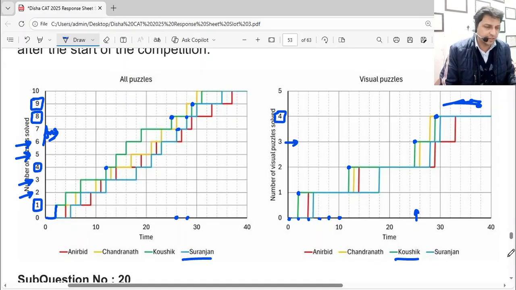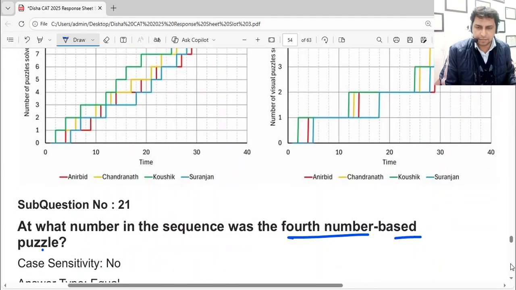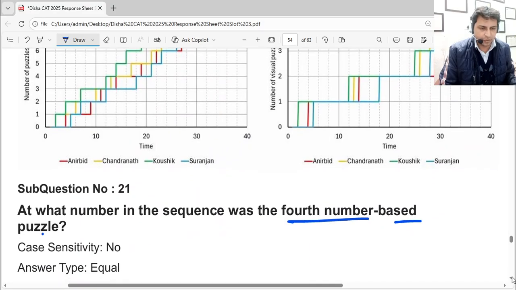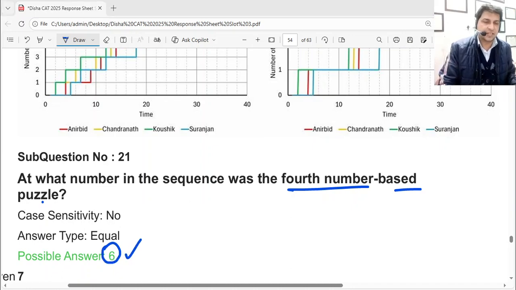So this should be the answer I should have. The 6th puzzle, puzzle number 6. The 4th number based puzzle, so that is the 6th. So that is the answer there.